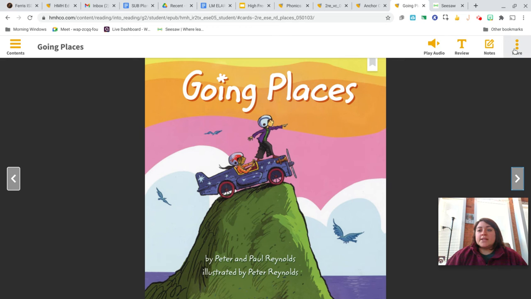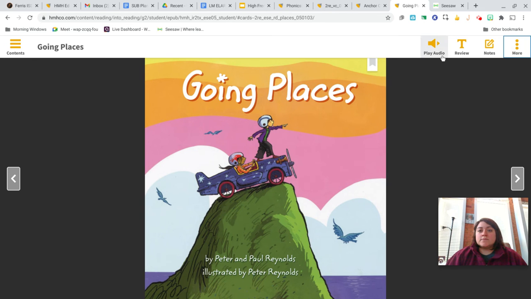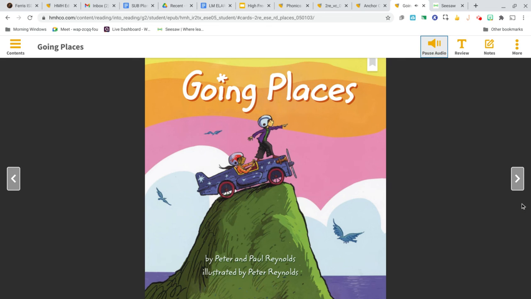All right, so let's go ahead and listen to Going Places. Going Places by Peter and Paul Reynolds. Illustrated by Peter Reynolds.